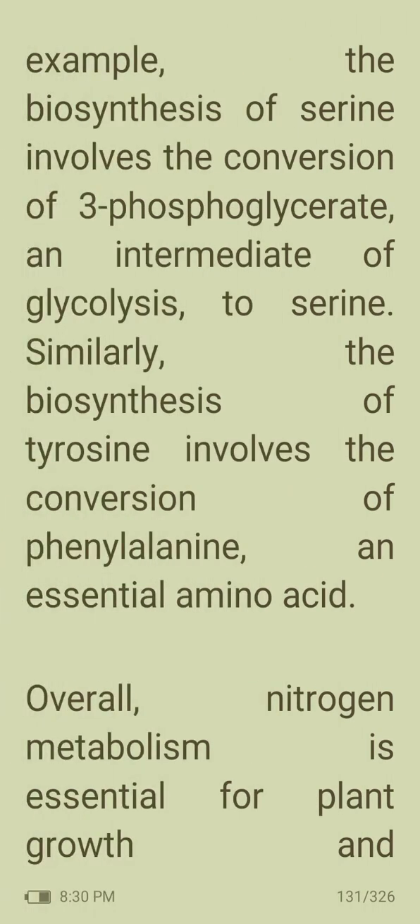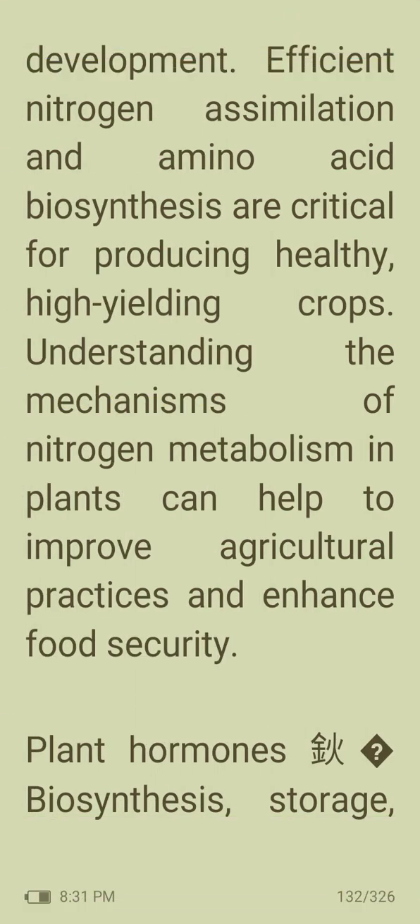For example, the biosynthesis of serine involves the conversion of 3-phosphoglycerate, an intermediate of glycolysis, to serine. Similarly, the biosynthesis of tyrosine involves the conversion of phenylalanine, an essential amino acid. Overall, nitrogen metabolism is essential for plant growth and development. Efficient nitrogen assimilation and amino acid biosynthesis are critical for producing healthy, high-yielding crops. Understanding the mechanisms of nitrogen metabolism in plants can help improve agricultural practices and enhance food security.